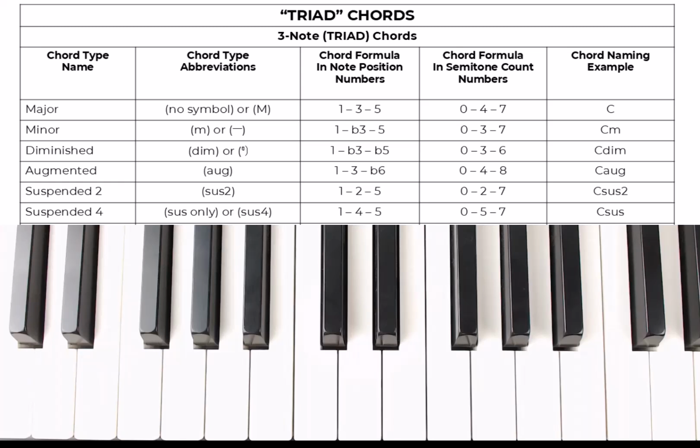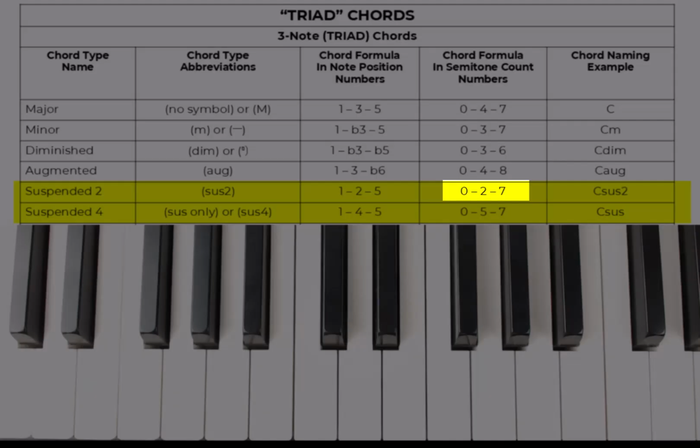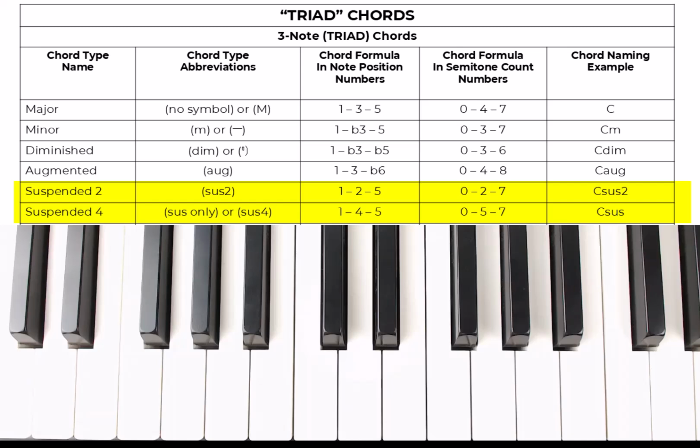The next two triad chords are called suspended chords and come really in two varieties. The first suspended variety has a semitone chord formula of 0, 2, 7, and is named and called a sus2 chord. Because the first two note intervals are very close together, it creates a very dissonant sound, which begs to be resolved. So let's look at 2 or 3 of these examples of the sus2 chord.